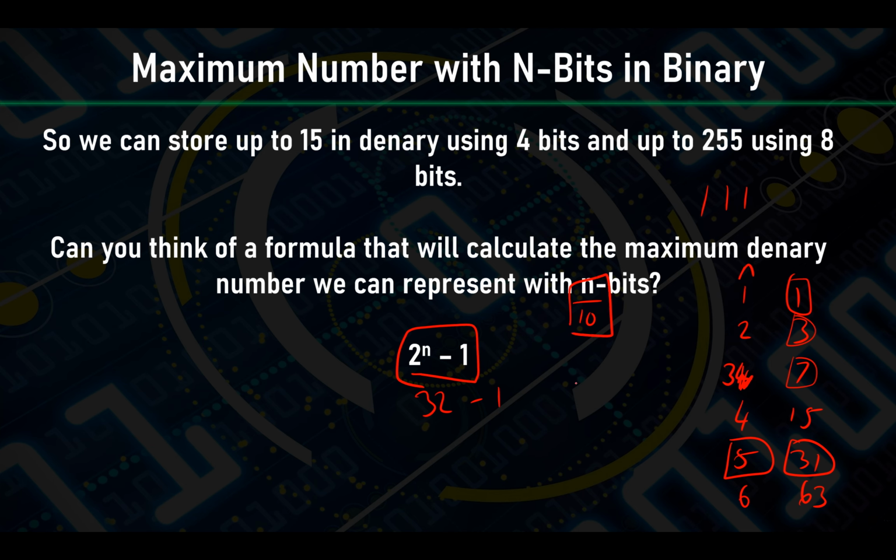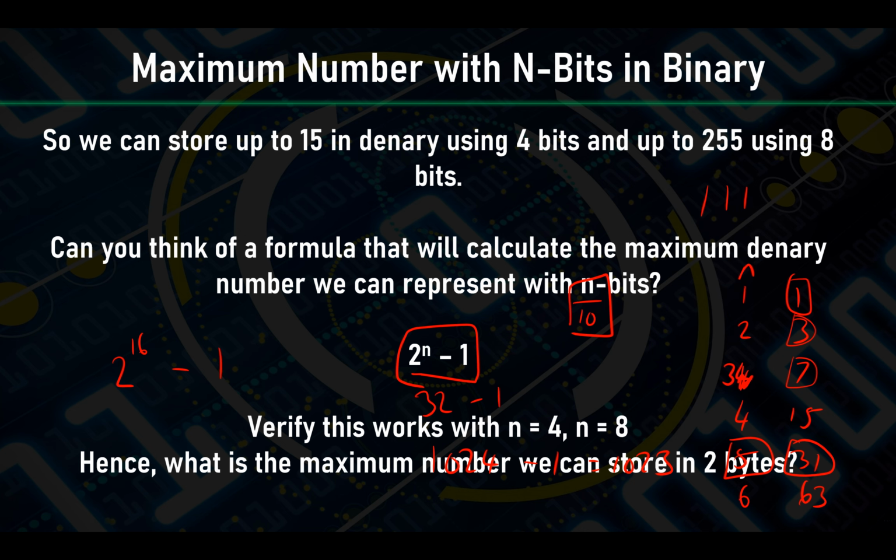All right, let's try this then. What is the maximum number we can store in 2 bytes? Remember, a byte is 8 bits, therefore 2 bytes is 16 bits. So it's 2 to the power of 16 minus 1. Honestly, you'd probably have to do this on your calculator.